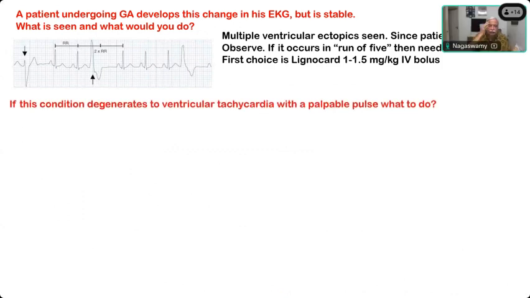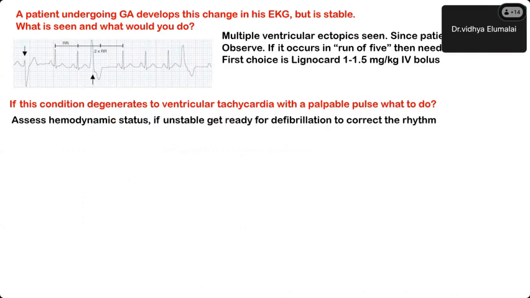If this condition degenerates into ventricular tachycardia with a palpable pulse, what to do? If the patient is stable, we can go with antiarrhythmic drugs like beta blockers and amiodarone. So assess hemodynamic status. If unstable, get ready for defibrillation to correct the rhythm. It is not just a palpable pulse; it may be very feeble also. So you have to assess the hemodynamic status. If unstable, that is the BP is low, then you have to get ready for defibrillation.